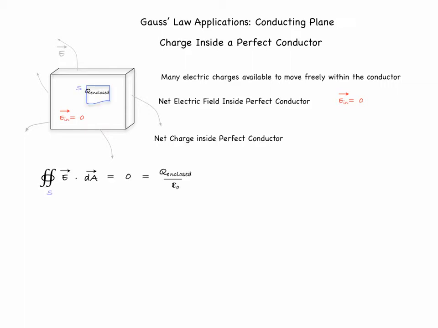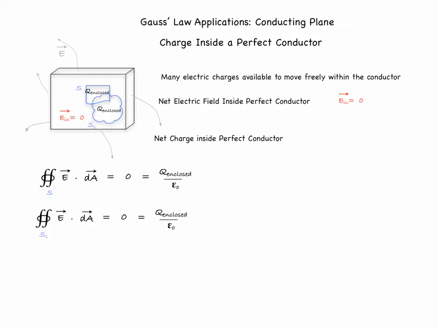Then we can select the Gaussian surface S, and we can apply Gauss's law for that surface by calculating the electric flux, which is the surface integral of E dot dA. And given that the net electric field inside the conductor is zero, the electric flux will be zero, and so will be the net charge enclosed by that surface.